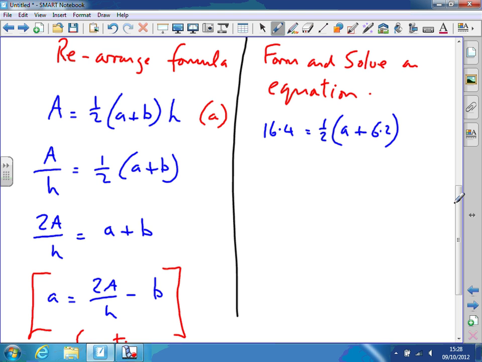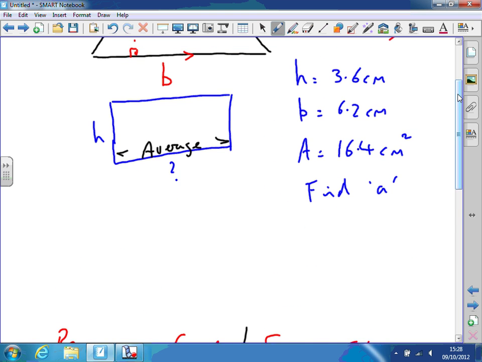Sorry? No, be careful, that's just a unit, square centimetres, yeah. Hang on.